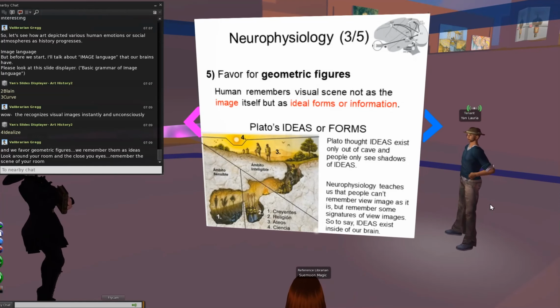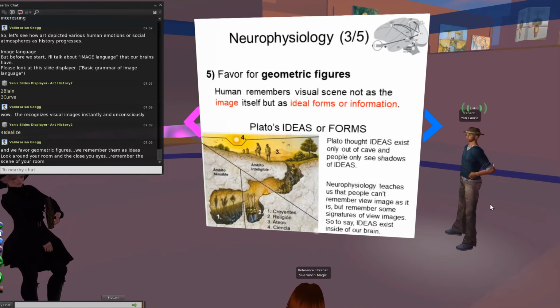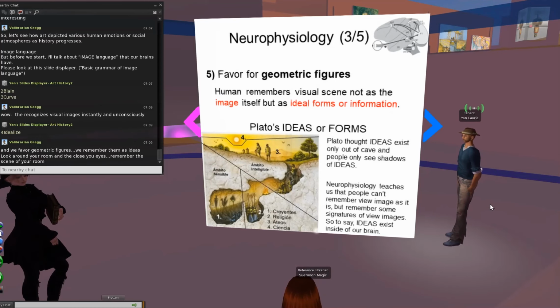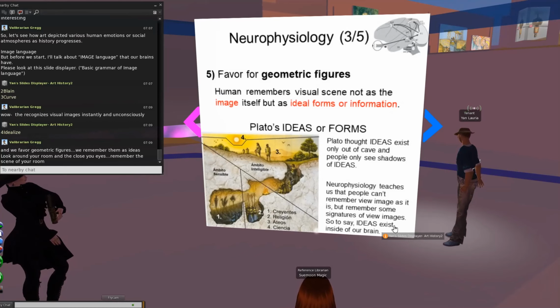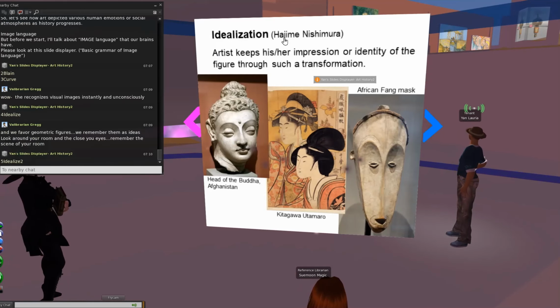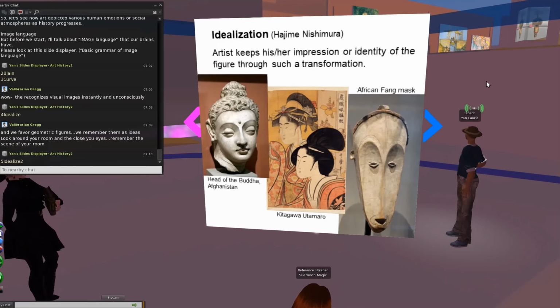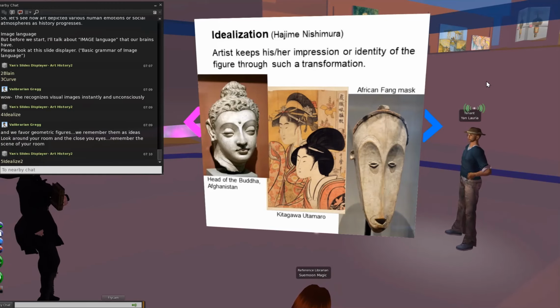But we cannot remember the view image itself. Maybe through training of painting, people can remember the image itself, but usually we can't remember an image as it is. So ideas exist inside of our brains. I named this idealization. The artist keeps her impression or identity of the figures through such a transformation.